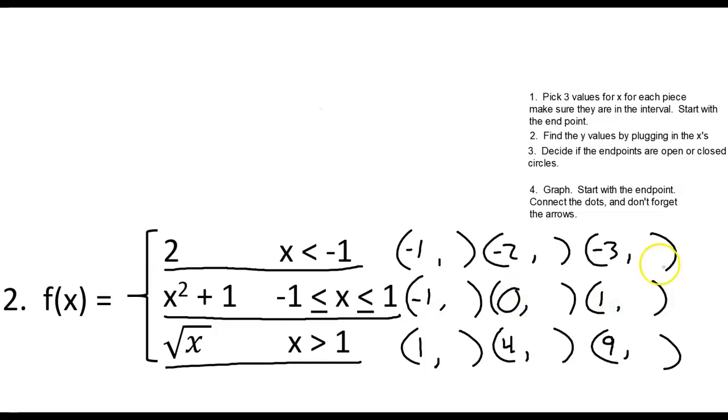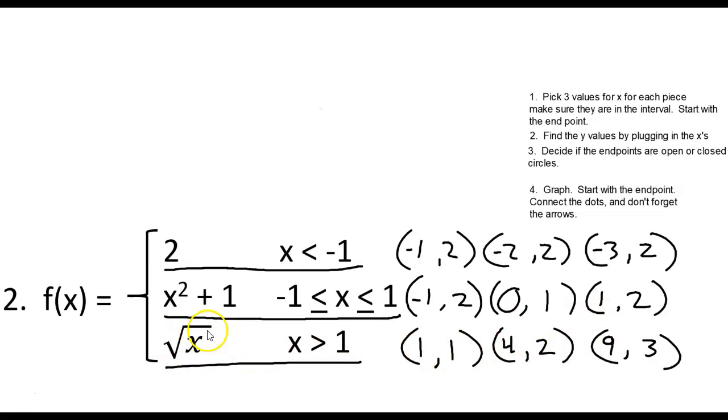Now I want you to pause the video and do step 2. When you unpause it, you'll see the solution, and you'll also see why I picked 4 and 9. And there's your answers. For the first one, since there's no x on the top, it doesn't matter what the x values are. The y value is always 2, so it's 2, 2, 2 all the way across. For the middle one, plugging in -1 gives you 2, because when you square a negative, it becomes positive. So you have 1 plus 1, which is 2. Plugging in 0, you get 1, and plugging in 1, you get 2.